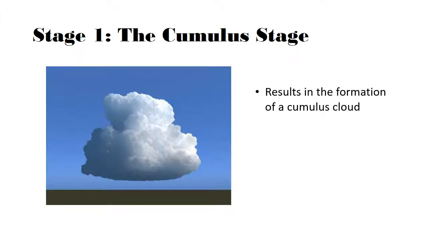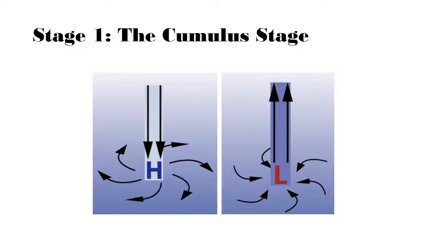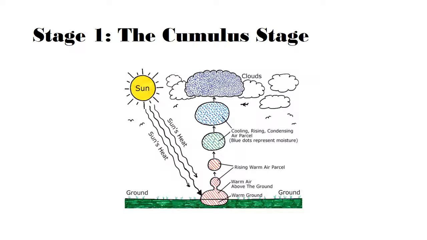The first stage of thunderstorm development is characterized by the formation of a cumulus cloud that rotates in a counterclockwise direction, making it a low-pressure system. You may recall from our discussion on pressure systems that high-pressure systems rotate clockwise or to the right while air moves downward through them, and low-pressure systems rotate counterclockwise or to the left as air is sucked upward inside of them.